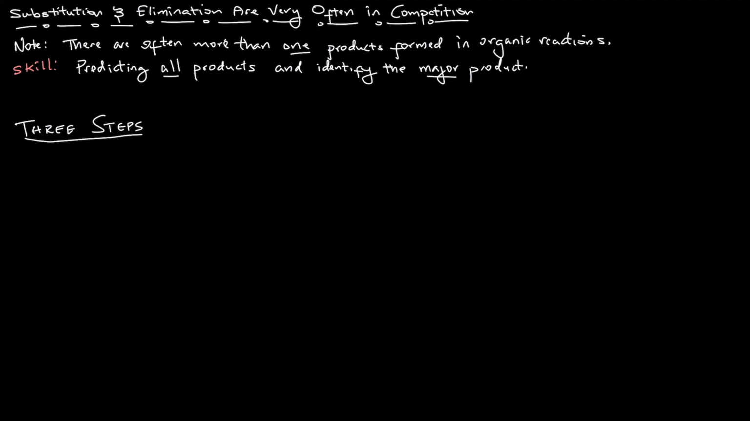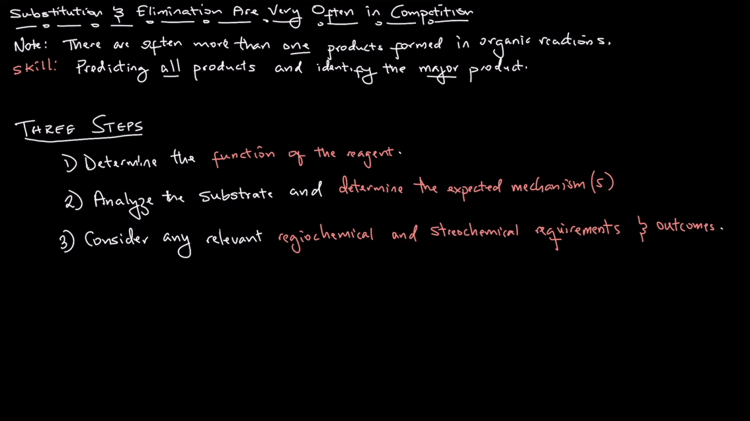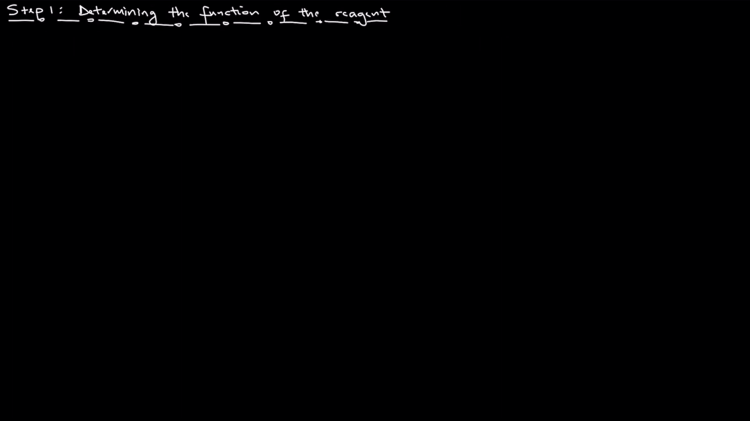To harness this skill, there are three steps that are required whenever you look at an organic reaction. The first step is to determine the function of the reagent, and then you want to analyze the substrate and use both of that information to determine the expected mechanism or mechanisms that are plausible in the reaction. And then you need to consider any relevant regiochemical and stereochemical requirements and outcomes of the reaction. So we're going to take these three steps step by step. Okay, so our step one is determining the function of the reagent.